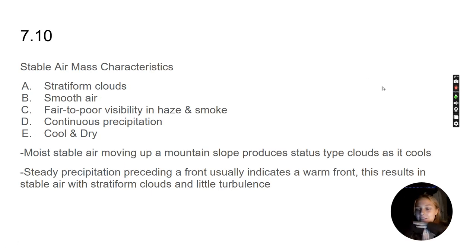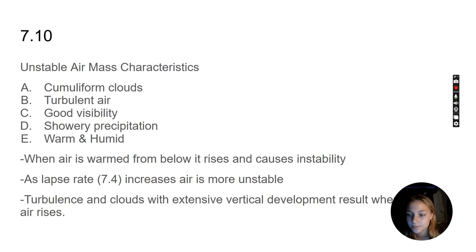Alright, now we got stable air characteristics. So, if you're in stable air, there will be stratiform clouds, smooth air, obviously, fair to poor visibility in haze and smoke because there's no wind blowing all that smoke away, continuous precipitation because there's no wind blowing those fronts away, and it's cold and dry. Moist, stable air moving up a mountain slope produces stratus type clouds as it cools. I don't know why it says status. I'm so sorry, guys. It's so late. It's 1 a.m. Anyways, steady precipitation preceding a front usually indicates a warm front.